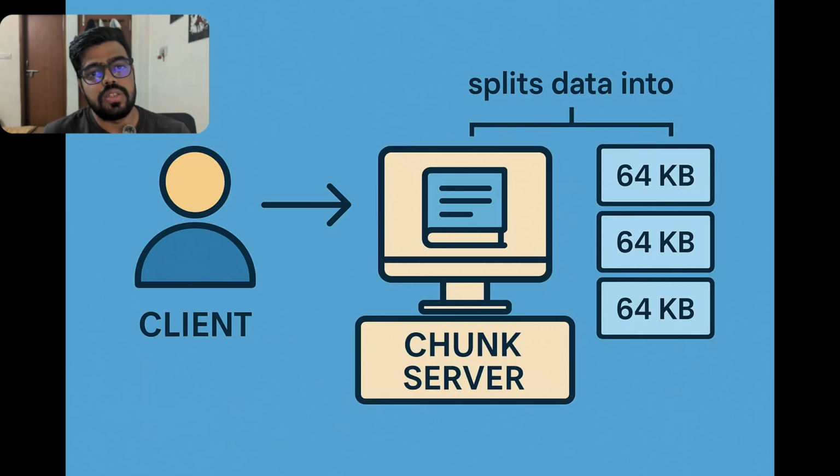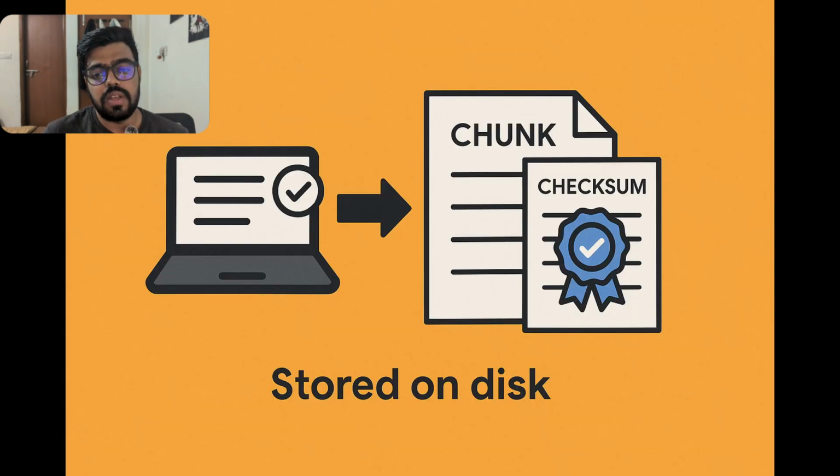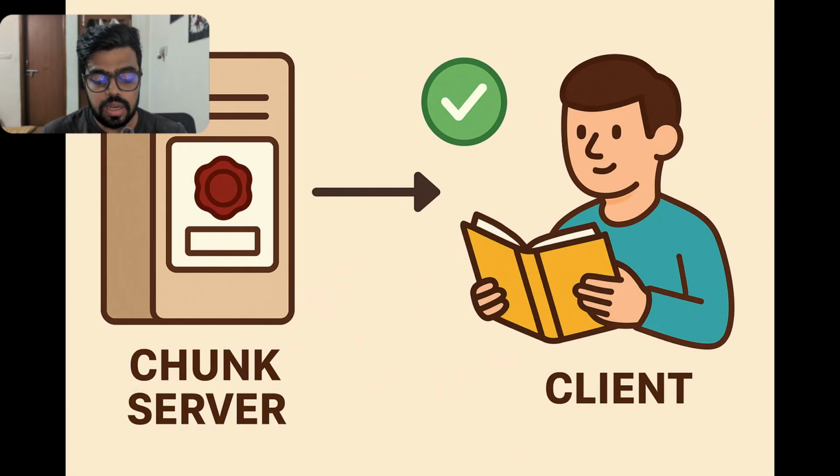In the Google File System, whenever a client writes data, the chunk server splits that particular chunk into smaller blocks. These are 64 KB blocks, right? And for each block, it computes the checksum and stores it on the disk alongside the data in a separate checksum file, right? Later, when the client reads the data, the chunk server recalculates the checksum using the same hash algorithm, right?